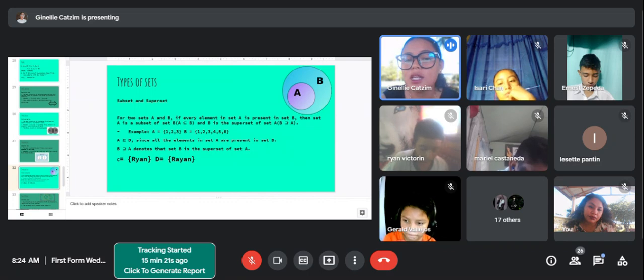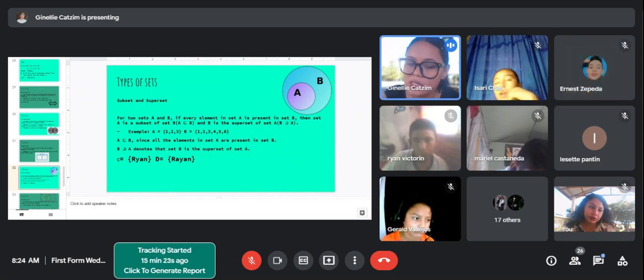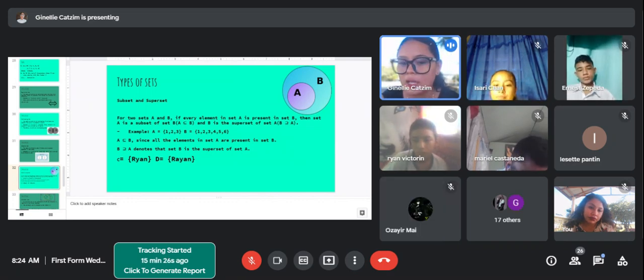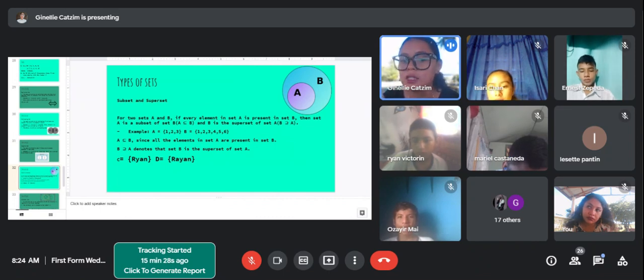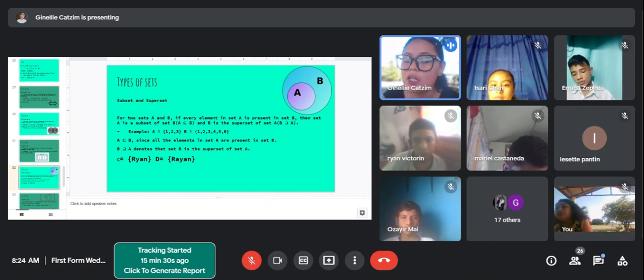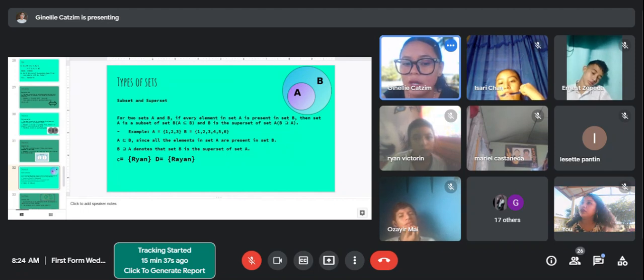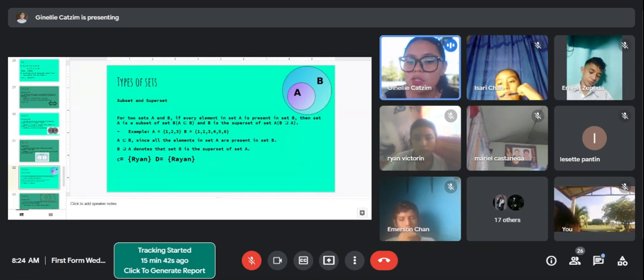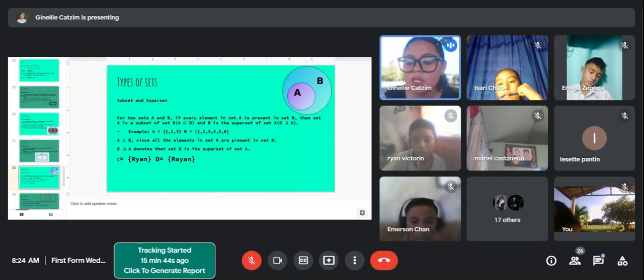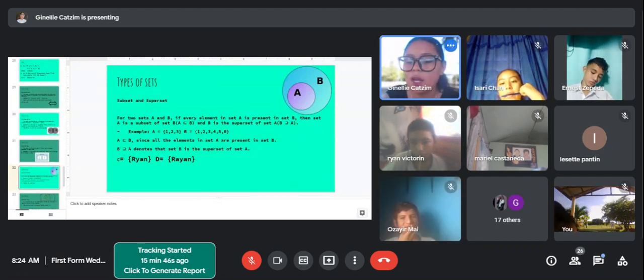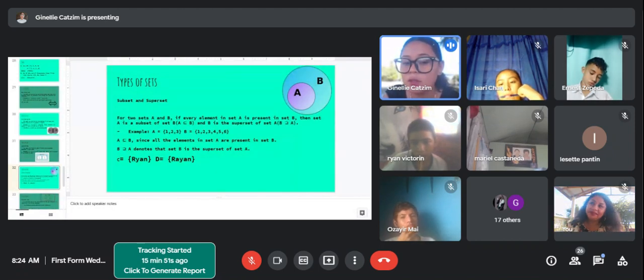Because all the elements in set C, which are R, Y, E, and N, are found in set D, which is a bigger set, we say that C is the subset. Now, if I had the opposite, if I had D equals Ryan with just one A, and C was Ryan with the two E's, then D would be the subset.